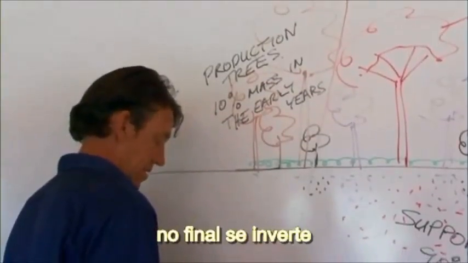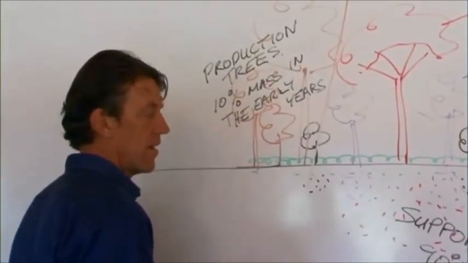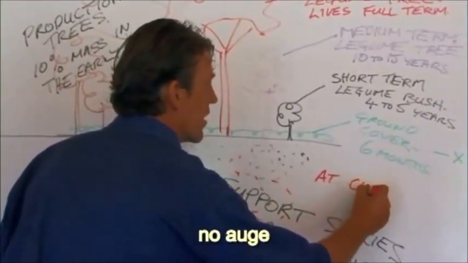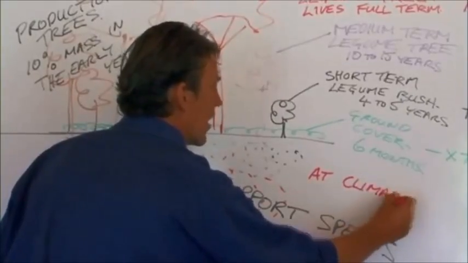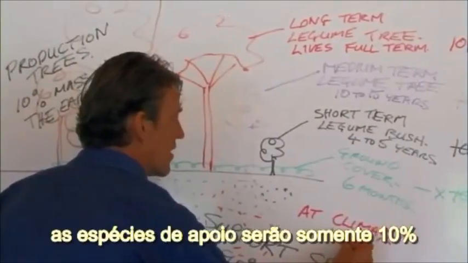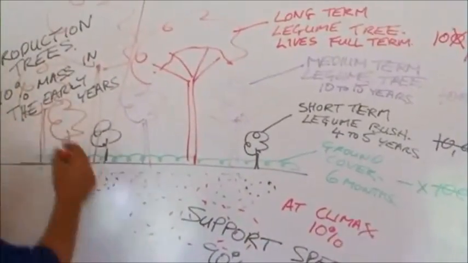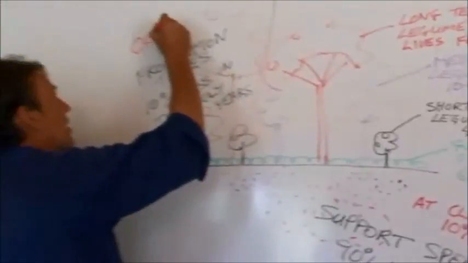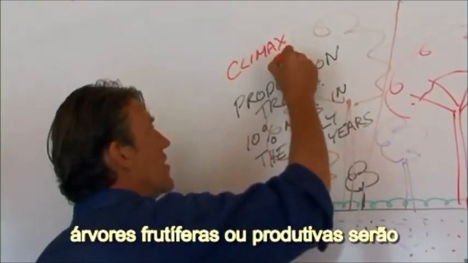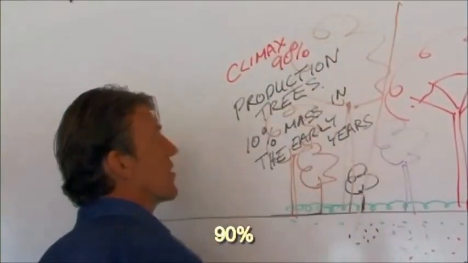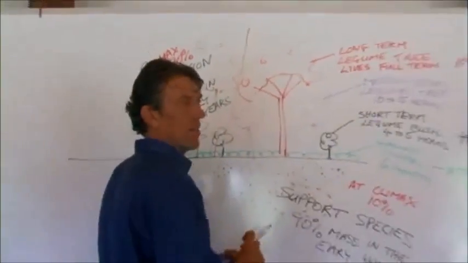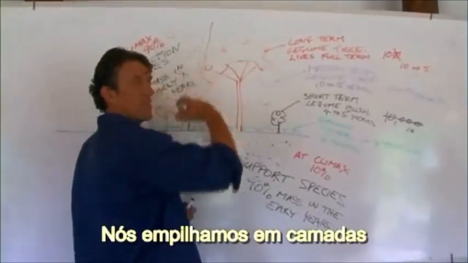At the end, it reverses. At climax, the support species are only 10%. And at climax, the fruit trees are 90%, or the productive trees, let's call them, are 90%. We've not only filled the space, we've stacked it in layers.